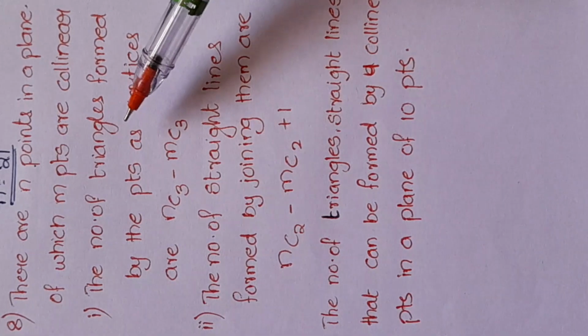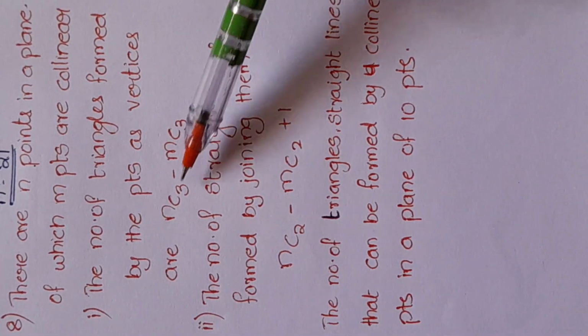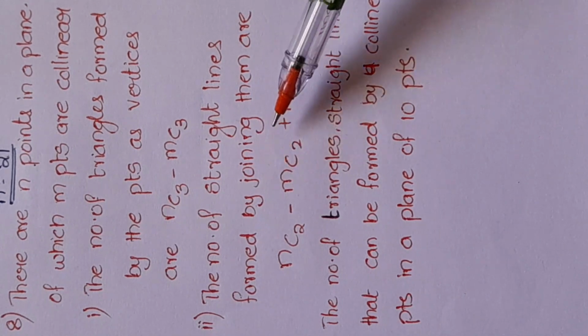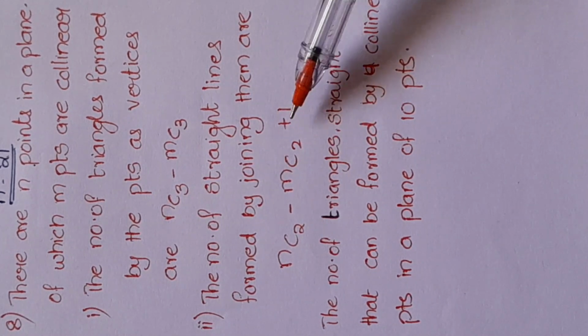First one, the number of triangles formed by the points as vertices is nC3 minus mC3. Second one, the number of straight lines formed by joining them is nC2 minus mC2 plus 1.